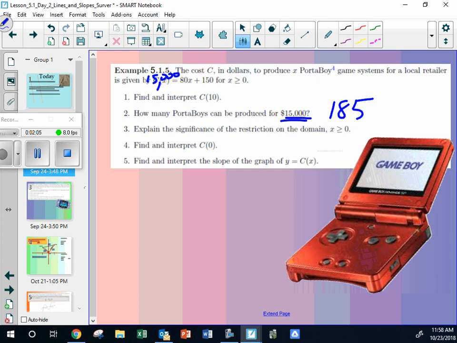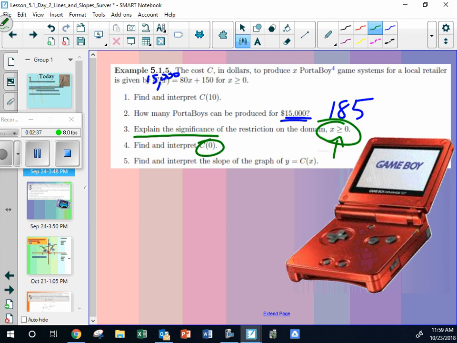All right. So next, what does this mean in the context of the problem? Well, what is X? Let's talk about the units. Is X dollars? No, X is units, or Portaboys in this case. I know. I'll just use Game Boy for the rest of the hour. Okay, so you can't make negative Game Boys. That's the explain the significance of that. This problem wouldn't make any sense if you used negatives. That's what greater than or equal to is saying, it's got to stay positive.